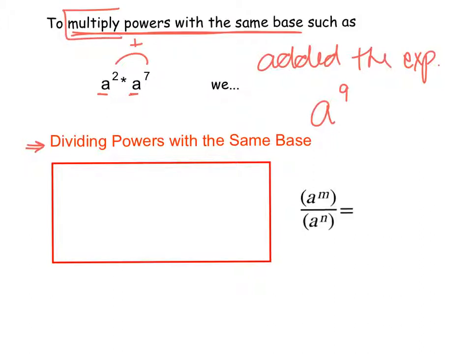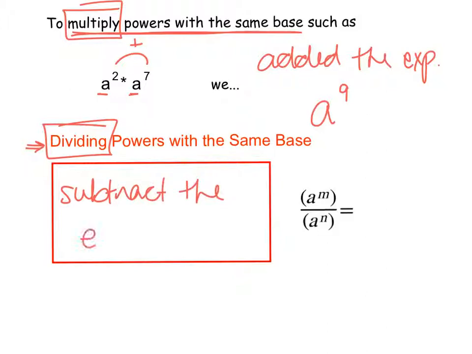So if that's when you multiply powers with the same base, what do you think is going to happen if you divide powers with the same base? Well, I'm sure you guessed it. We are going to subtract the exponents. And so if they have the same base, we are going to subtract our exponents. So a to the m divided by a to the n is going to be a to the m minus n.